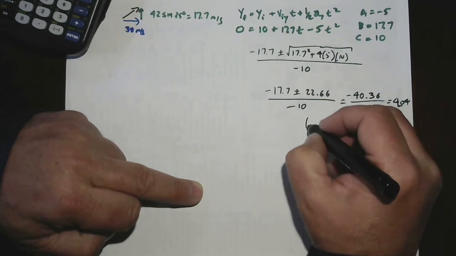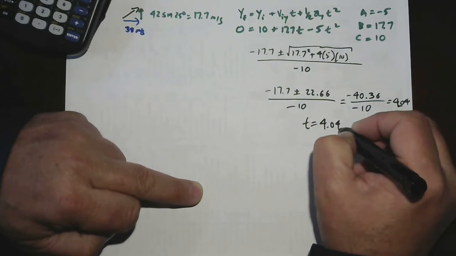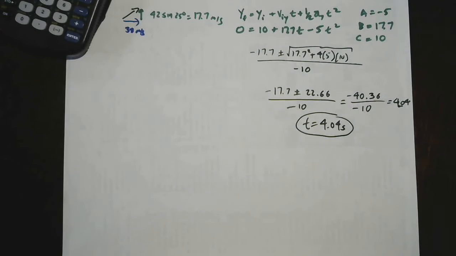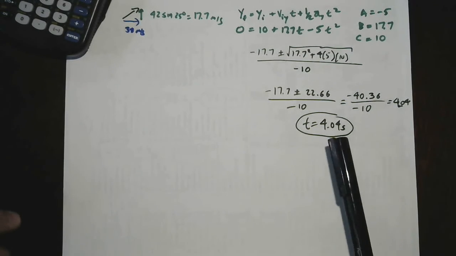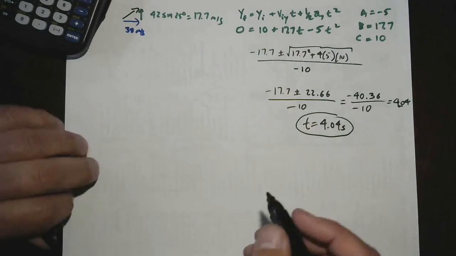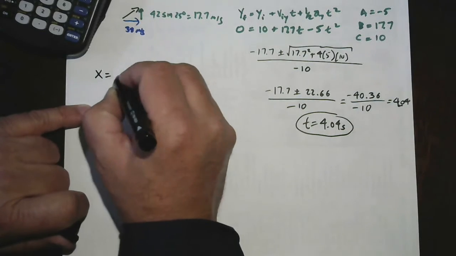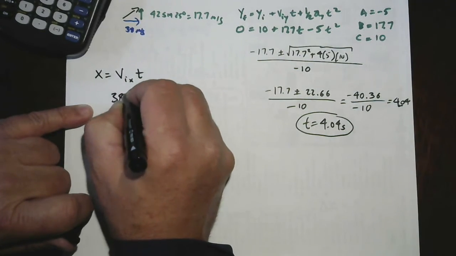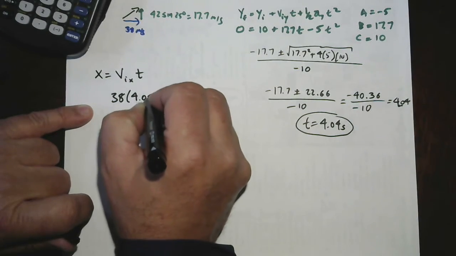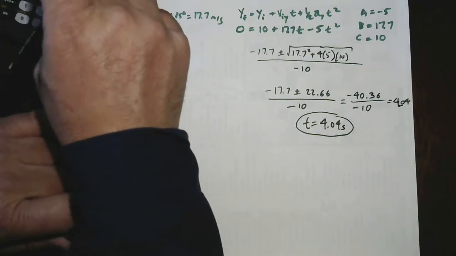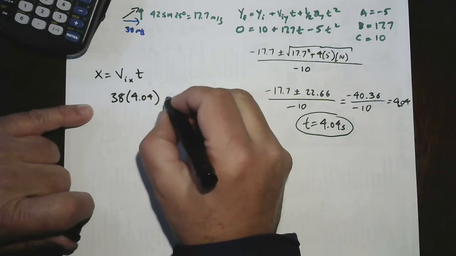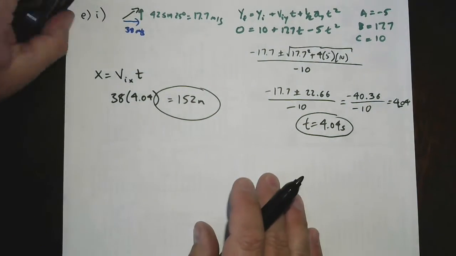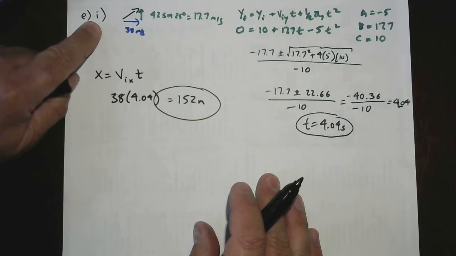Let me write that. Time equals 4.04 seconds, or something right around 4 seconds. Okay, we used 10 for g, so we're not exactly correct. So this is going to be about 4 seconds, and from that we can find x, the horizontal distance, which is v_ix times this time, which is 38 times 4.04, or whatever 38 times 4 is. Looks like it's going to be 152 meters. So this is the answer for part E.